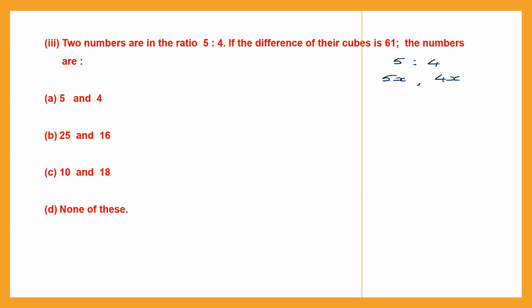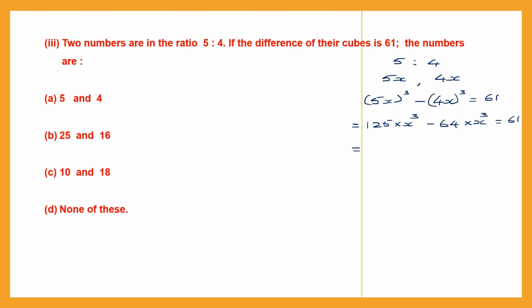So I'm going to take this 5x cube, difference means minus 4x cube is equal to 61. This is what it says. So now let's find, 5 cube is how much? 125 into x cube, minus 4 cube will be 64 into x cube. This is equal to 61.